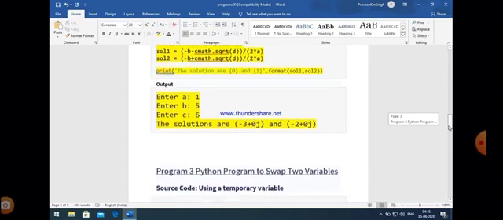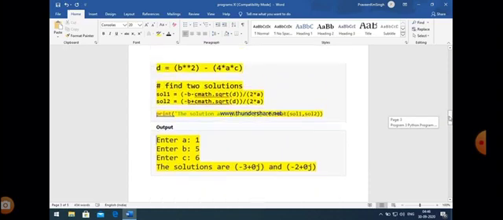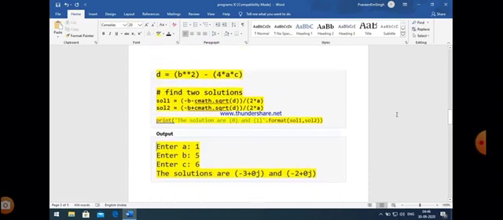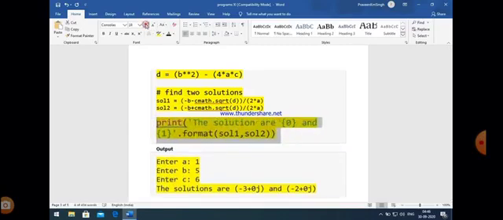Okay, complex numbers are those numbers which have an imaginary part, and as you know that under root minus 1 represents i, but in Python programming the complex part, the imaginary part, is represented by j. In mathematics it is represented by i. So that is another difference.